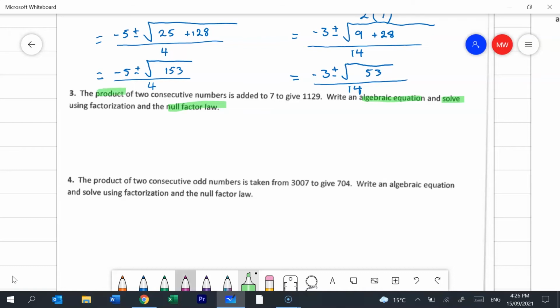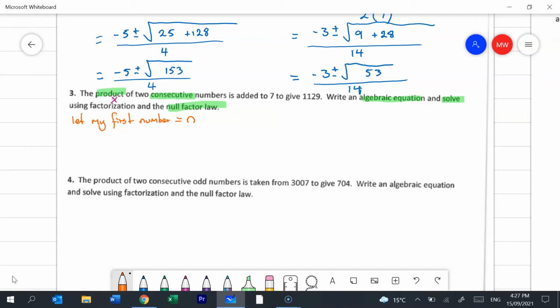Product, first of all, that means times, and then I've got 2 consecutive numbers. That means one after the next. Now, what I don't want to do is start writing x plus y as 2 consecutive numbers, because then I've got 2 things that I've got to solve for. So what I'm going to do is let my first number equal n for number. You could use x if you wanted.